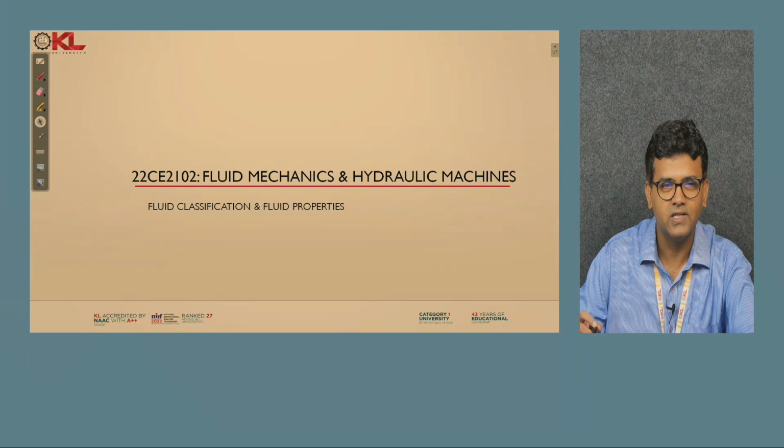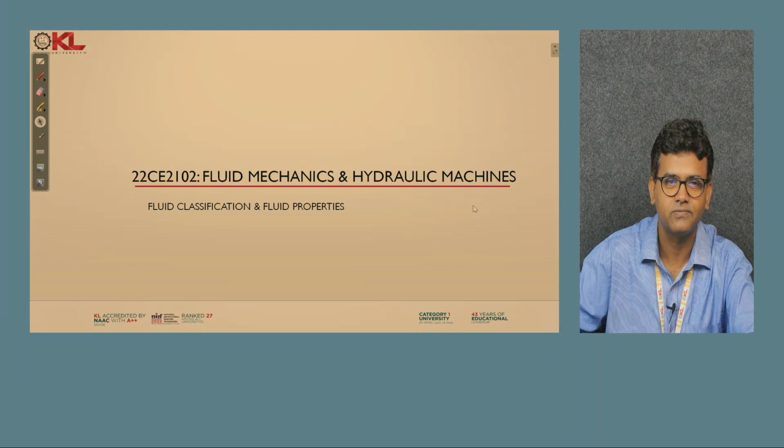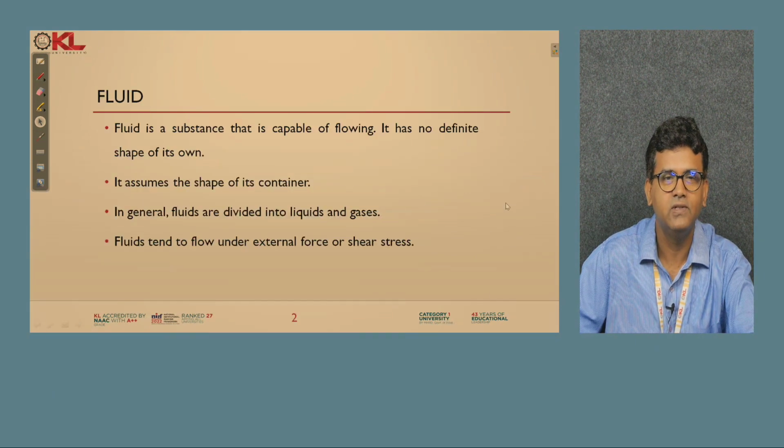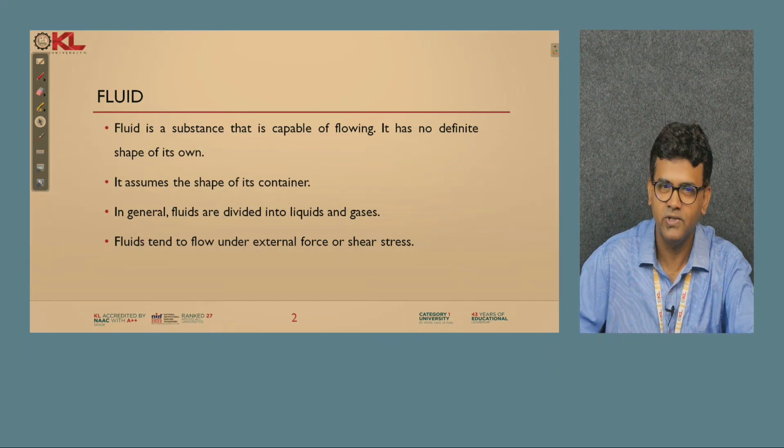Before going to the fluid classification, let's define the fluid. What is a fluid? Fluid is a substance that is capable of flowing. That is, it has the capability of flowing. It has no defined shape of its own. Whatever the container is, if you put the fluid in that container, it will take the shape of that container. In general, fluids are divided into liquids and gases. Here in fluid mechanics, we deal with liquids.